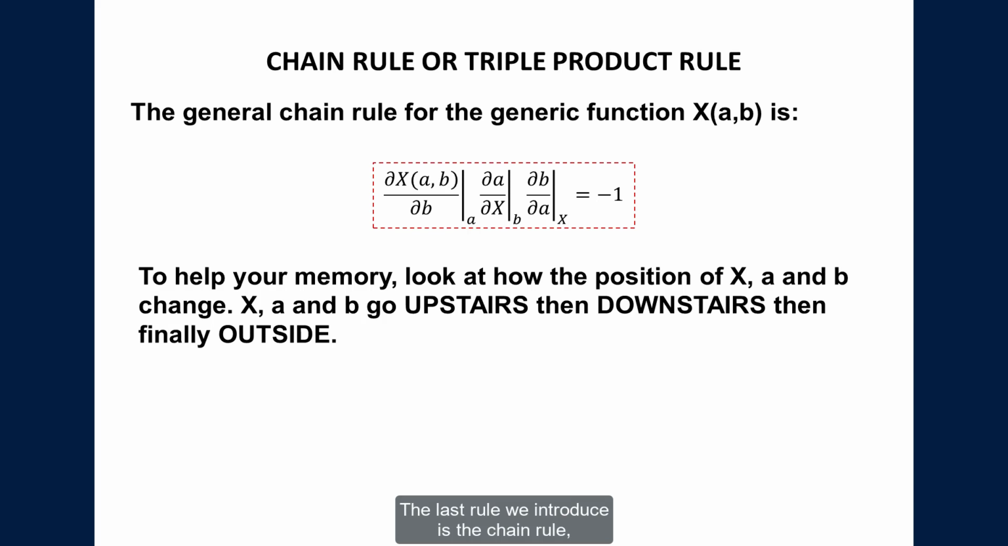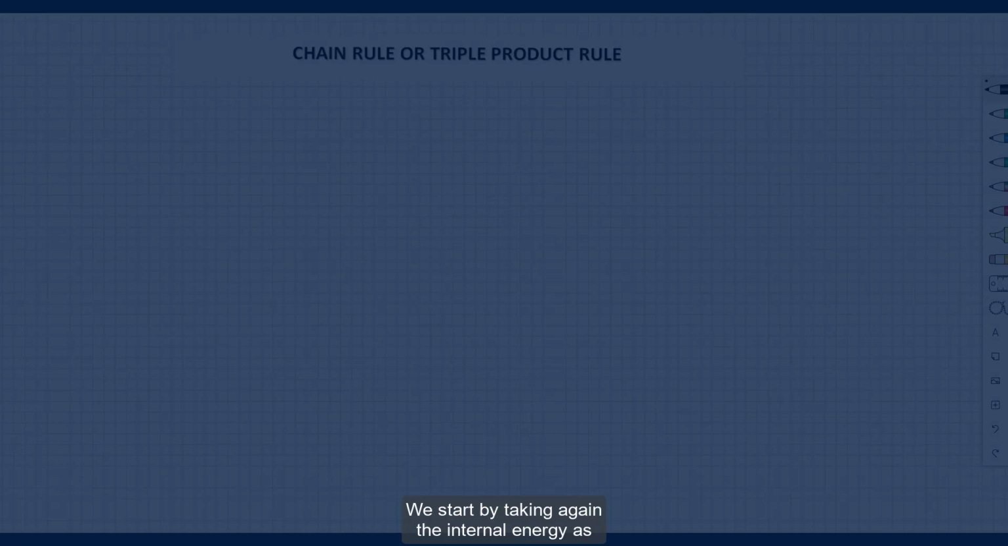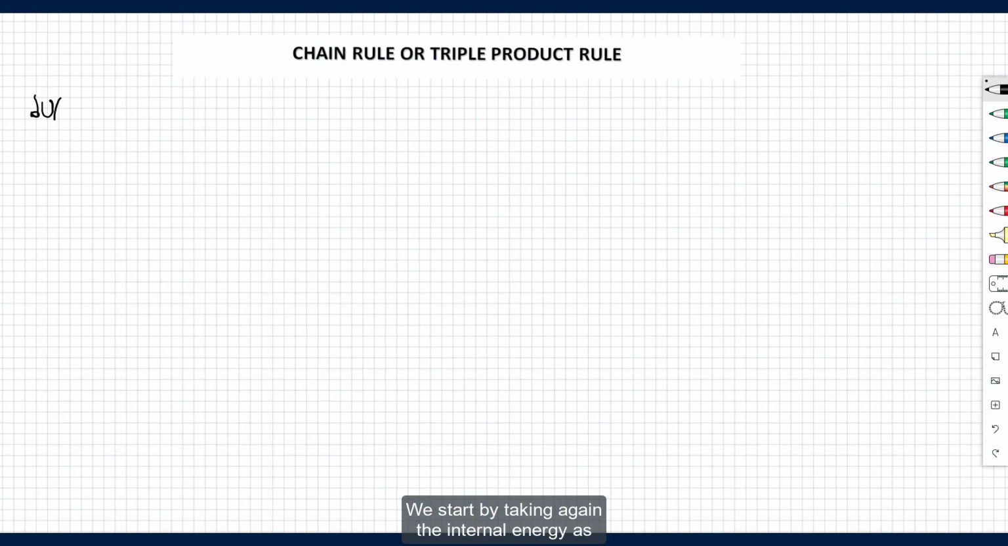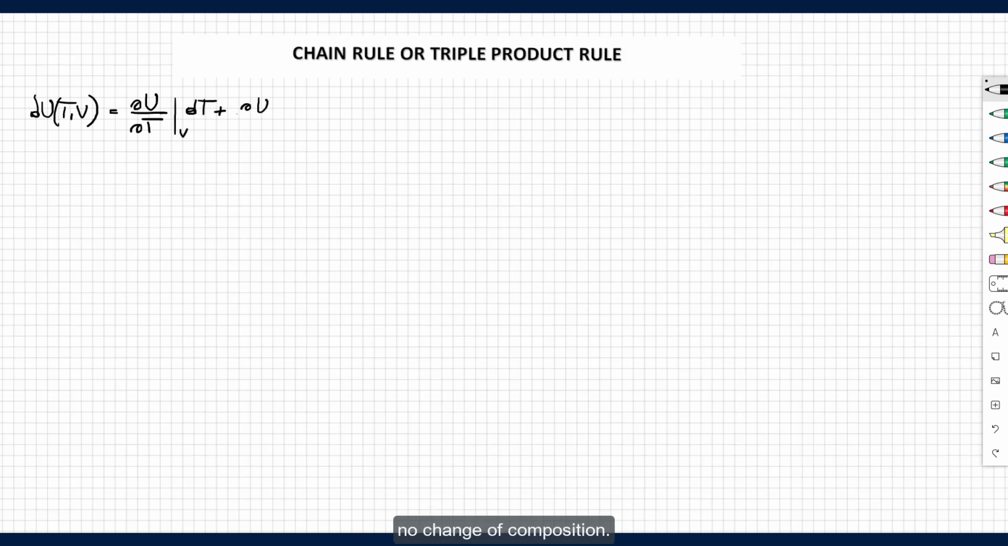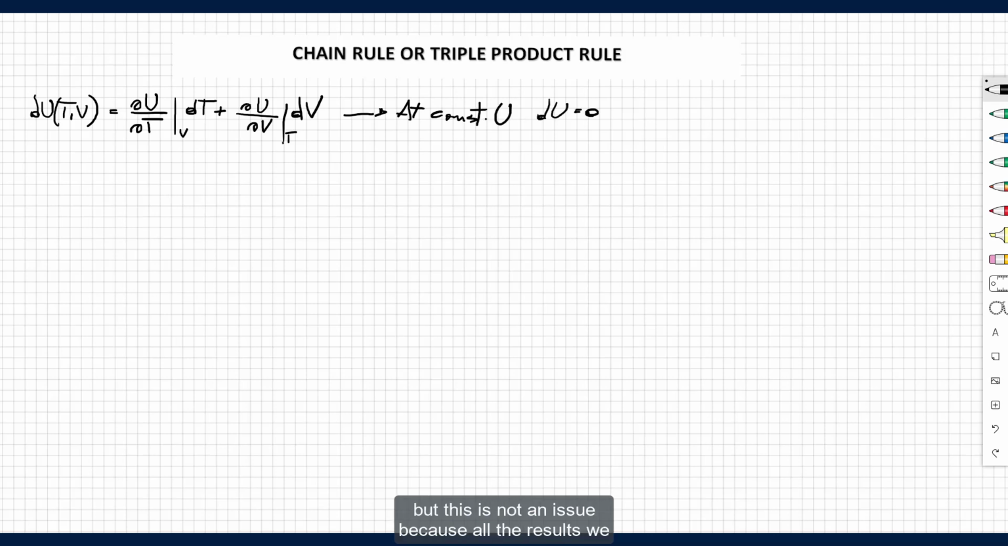The last rule we introduce is the chain rule, which expresses a correlation among three different partial derivatives around the same thermodynamic function. We start by taking again the internal energy as an example and write the internal energy differential under the condition of no change of composition. We restrict to the case in which the internal energy is constant, but this is not an issue because all the results we obtain will be parametric functions of the internal energy.